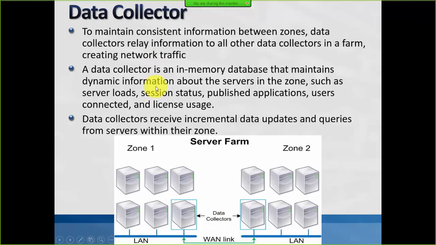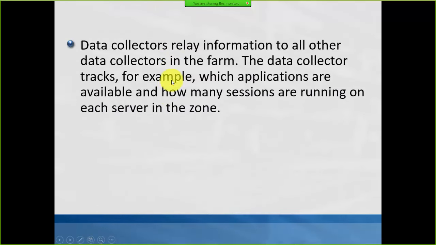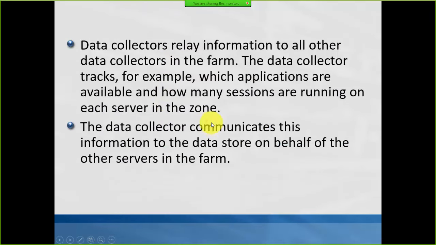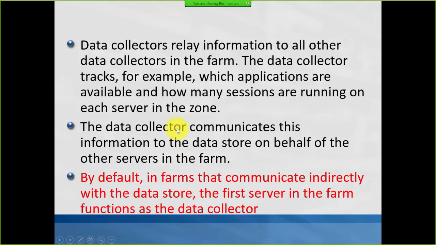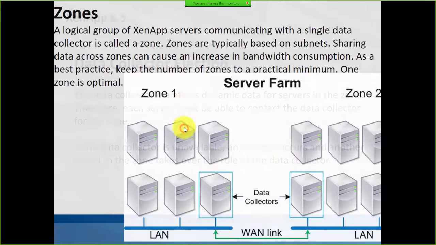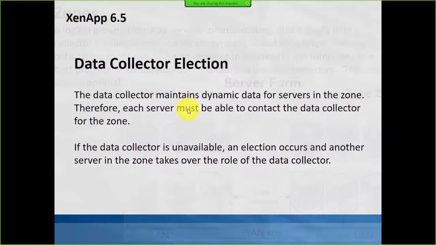And they receive incremental data updates, and data collectors relay information to all other data collectors. In detail, by default, in farms that communicate indirectly with the data store, the first server in the farm functions as the data collector. So the first server we're going to deploy just now will be the data collector, right? And there are data collector elections there.